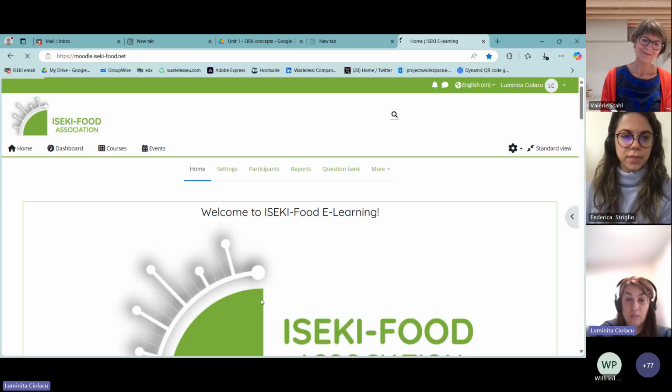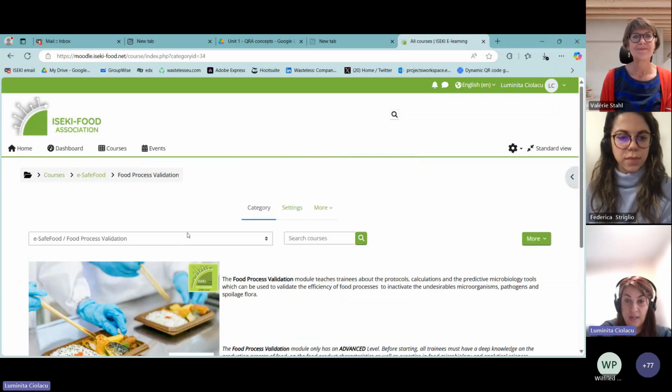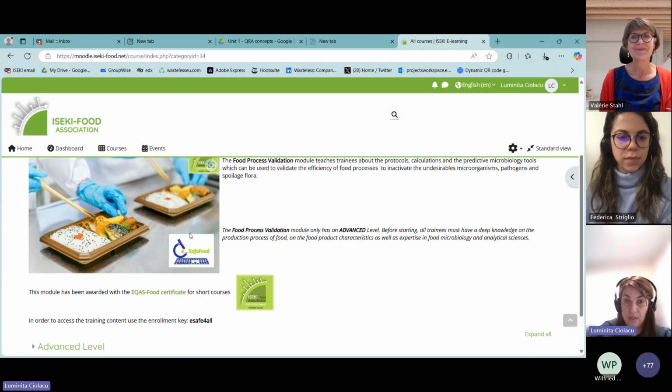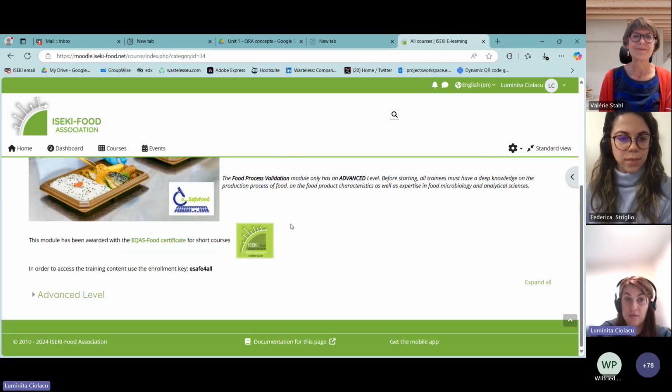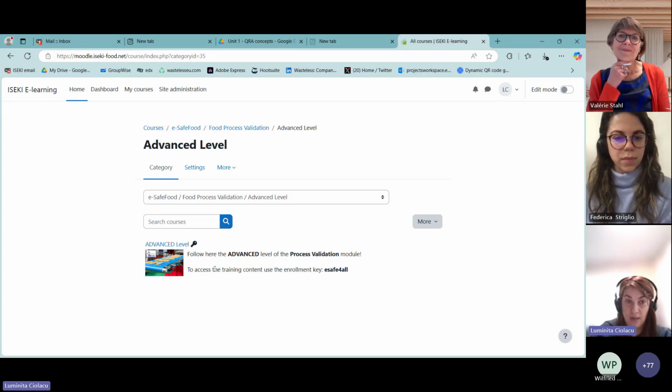Going back to the module, you can access each of the modules from here, and the structure of the modules is similar. I will go, for example, to the process validation. Here, you will have the general presentation of the module, who it was designed for, and what you are going to learn. For the process validation, we have only the advanced level. You can access it here. For all the levels, you need to use the enrollment key, which is mentioned here in the description of the level.